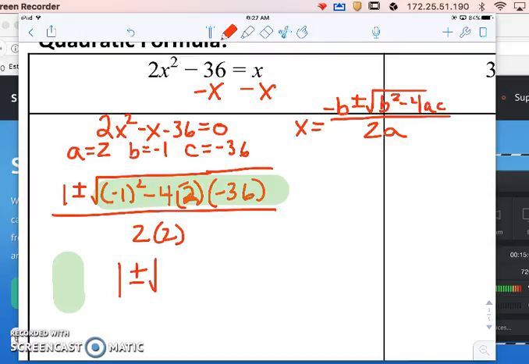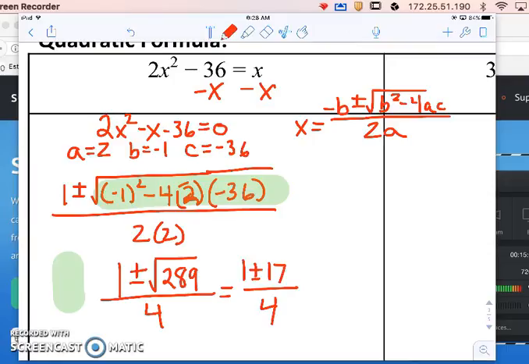plus or minus the square root of 289 divided by 4. And the square root of 289 is 17, so 1 plus or minus 17 divided by 4. So we would have 1 plus 17, so 18 over 4, so we have 9 over 2. And then 1 minus 17, so negative 16 over 4, which would be negative 4.